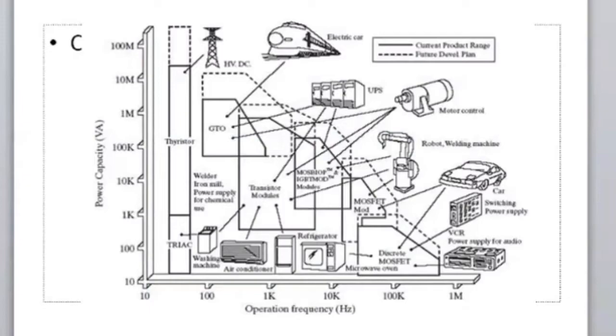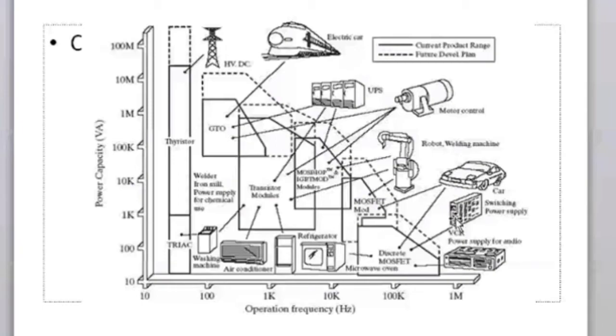Now, this figure gives the broad idea of where I can use these. You will find a number of examples. On the y-axis is power capacity, from 10 watts to 100 megawatts of power you can control. Operating frequency ranges from 10 Hz to 1 megahertz. You can find applications in washing machine, air conditioner, refrigerator, TV.